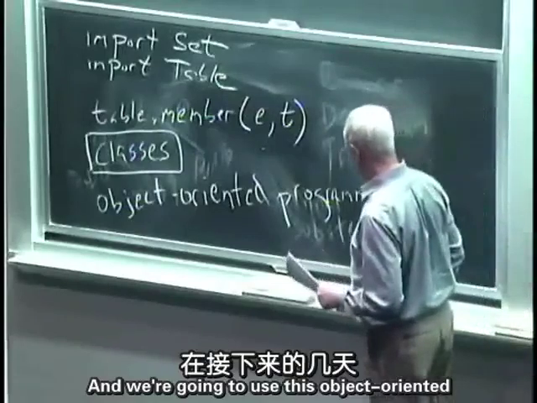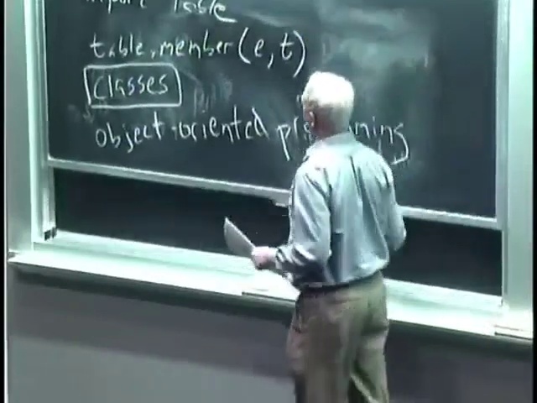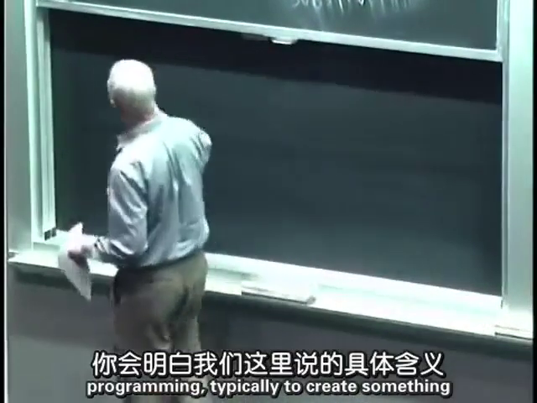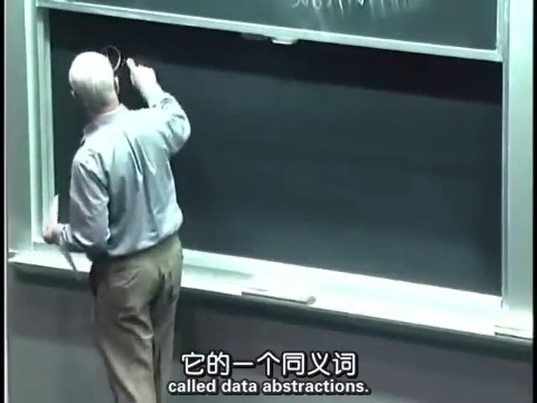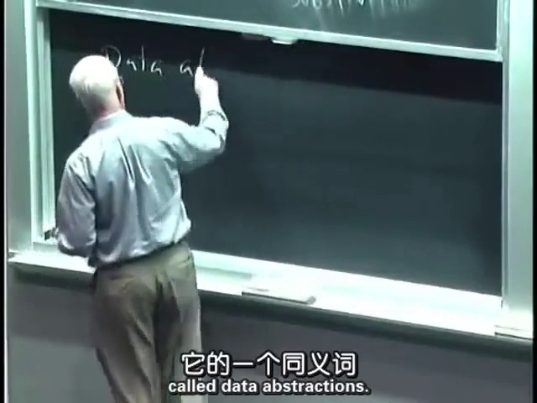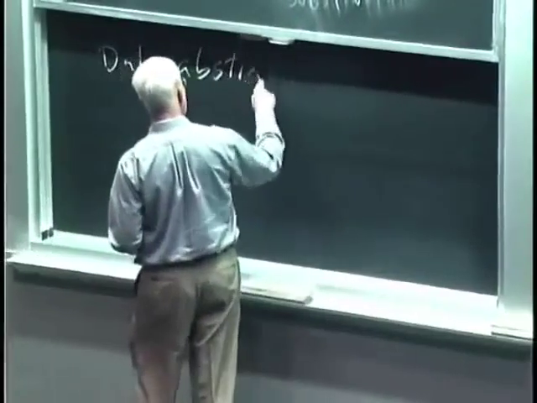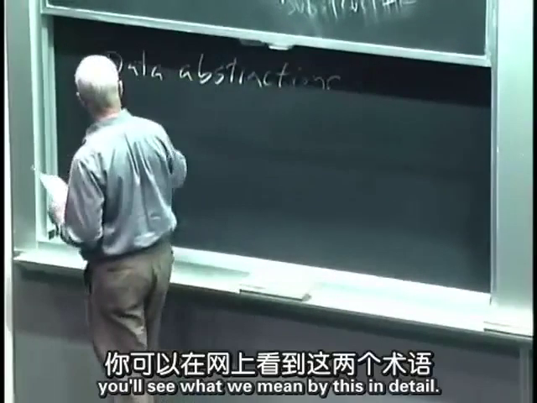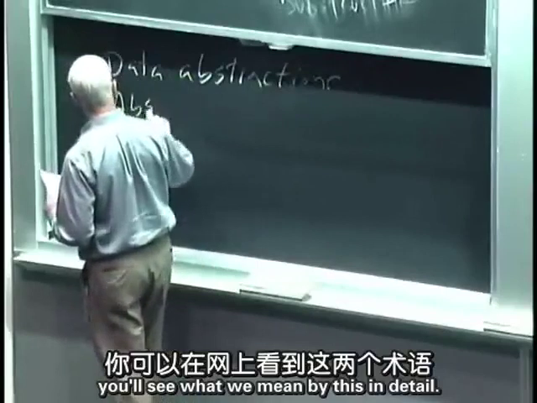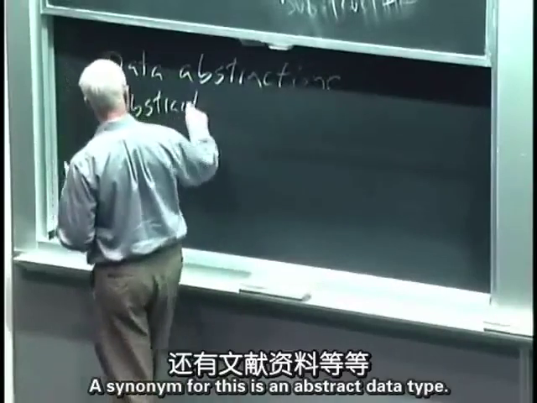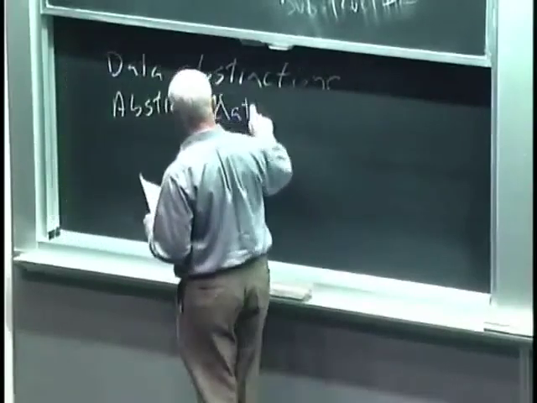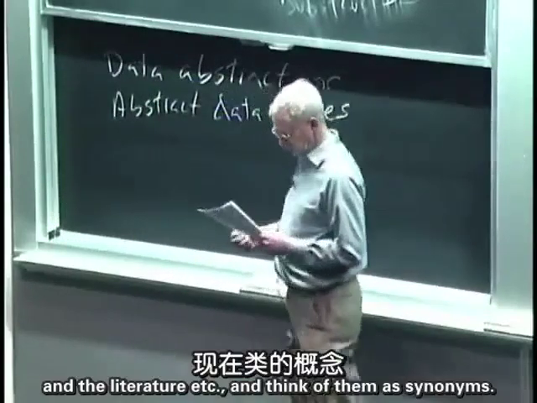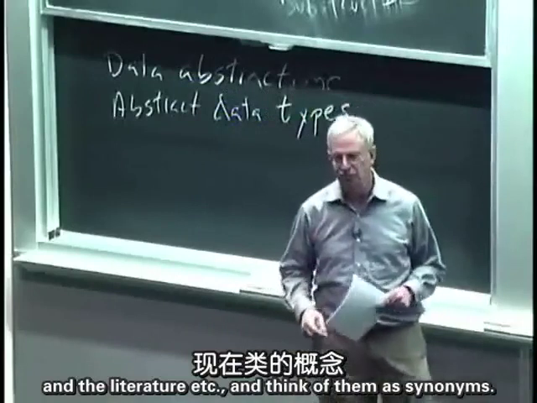And we're going to use this object-oriented programming typically to create something called data abstractions. And over the next couple of days, you'll see what we mean by this in detail. A synonym for this is an abstract data type. You'll see both terms used on the web, in the literature, et cetera. And think of them as synonyms.